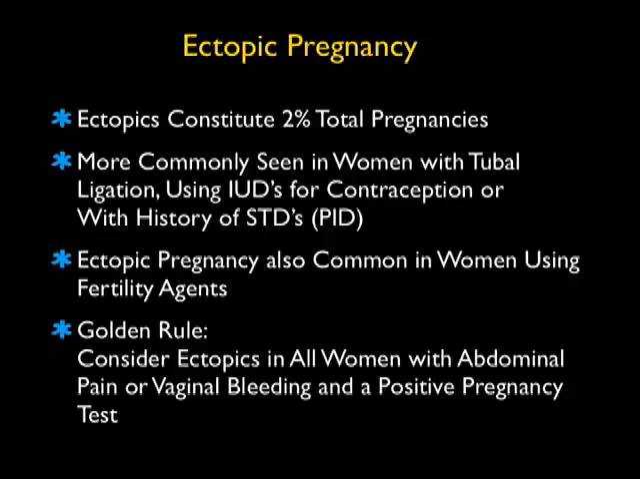Ectopic pregnancy is also commonly seen in women using fertility agents, which accounts for the increasing rate of ectopic pregnancy overall. As a golden rule, we must consider ectopic pregnancy in all women with abdominal pain and/or vaginal bleeding and a positive pregnancy test until ruled out by sonography.